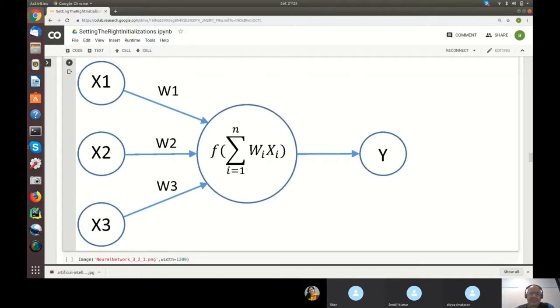So an optimization algorithm will be needed to learn these weights and these biases. And essentially, the initial values that we assign to these weights and biases have a huge impact on how much time it takes to converge to the optimal values.